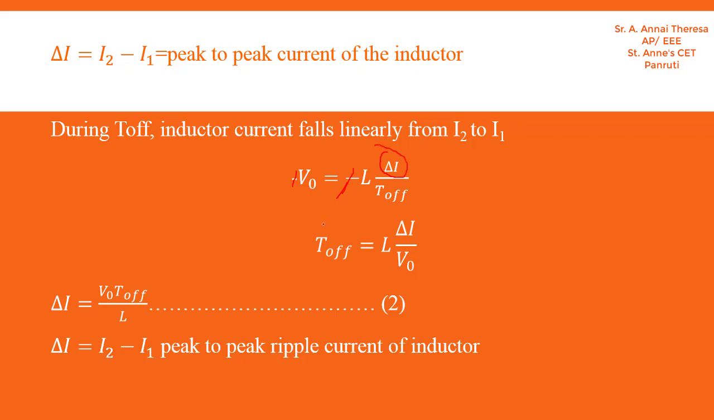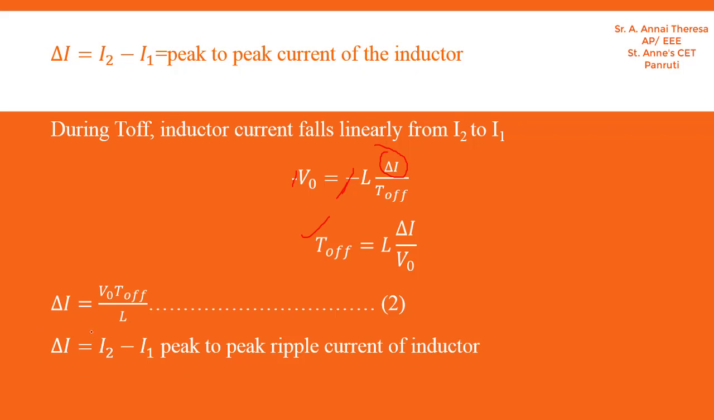You can also find the value of T off. If you bring T off here, it will come to the numerator, and this will come to the denominator. You can also find the delta I value. So delta I is equal to V naught into T off divided by L. Here this delta I is the peak to peak ripple current of the inductor.